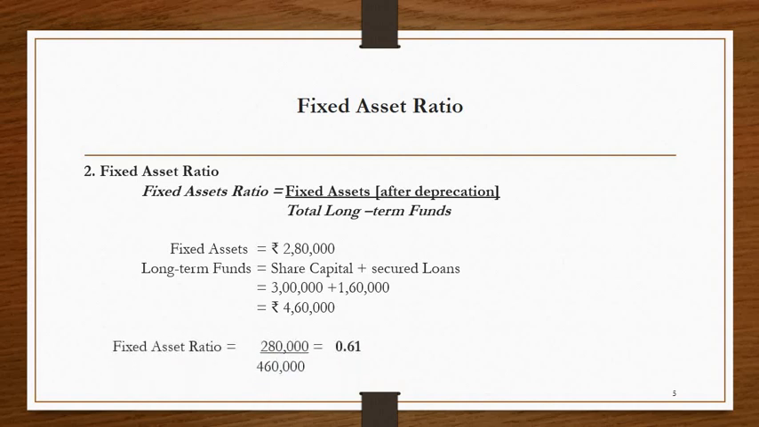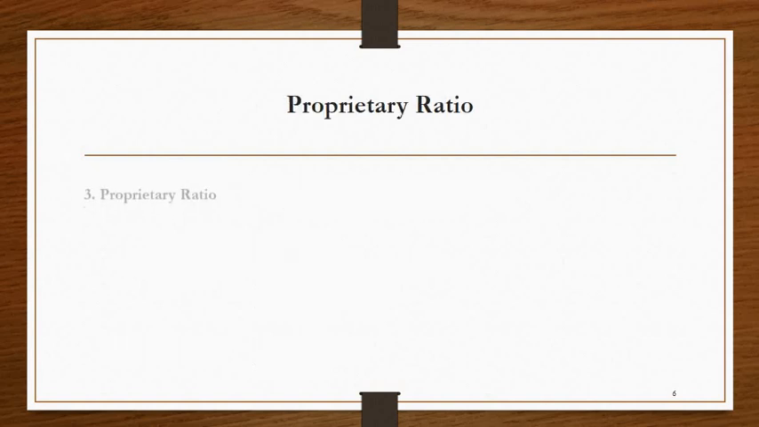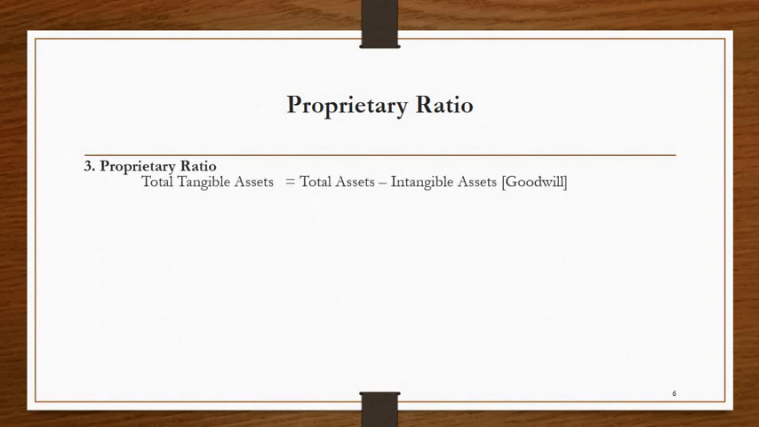Apply the values here. Fixed asset ratio is equal to fixed assets rupees 2 lakh 80,000 divided by long-term funds 4 lakh 60,000. So the fixed asset ratio will be 0.61. Next one, proprietary ratio. To find out the proprietary ratio, first we need the tangible assets. Tangible assets means which we can touch and see and feel. So I mean the fixed assets.